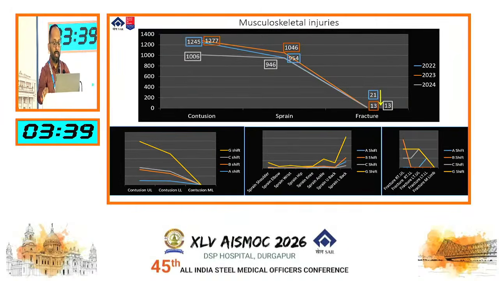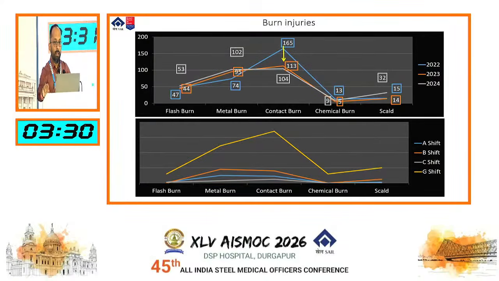A reduction in musculoskeletal injuries was observed during the study, including a reduction in fracture cases. The number of contact burns has been reduced over the years. The positive trend is attributed to the improvement in public awareness and safety regulations. However, burn injuries remain a significant health problem in certain areas of the plant.